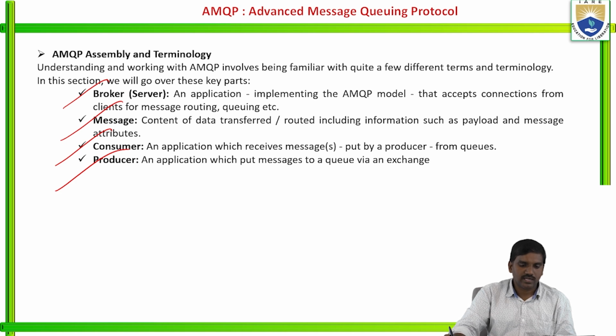Message: the content of data transferred or routing, including information such as payload and message attributes, comes under message. The last but one, consumer: an application which receives messages put by a producer from queues. And producer: an application which puts messages to a queue via exchange. So these are the four assembly and terminology of AMQP: broker, message, consumer and producer.